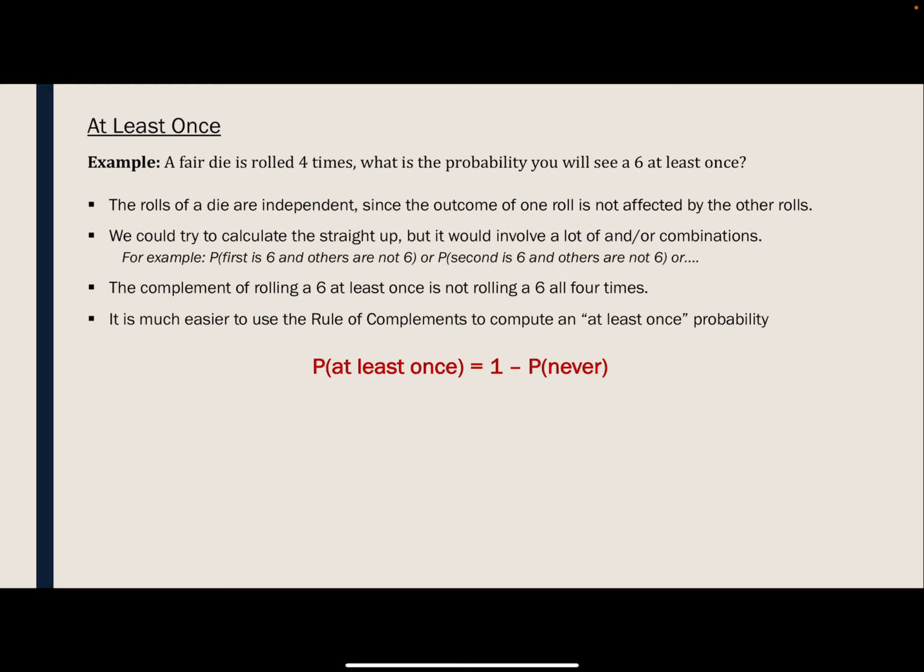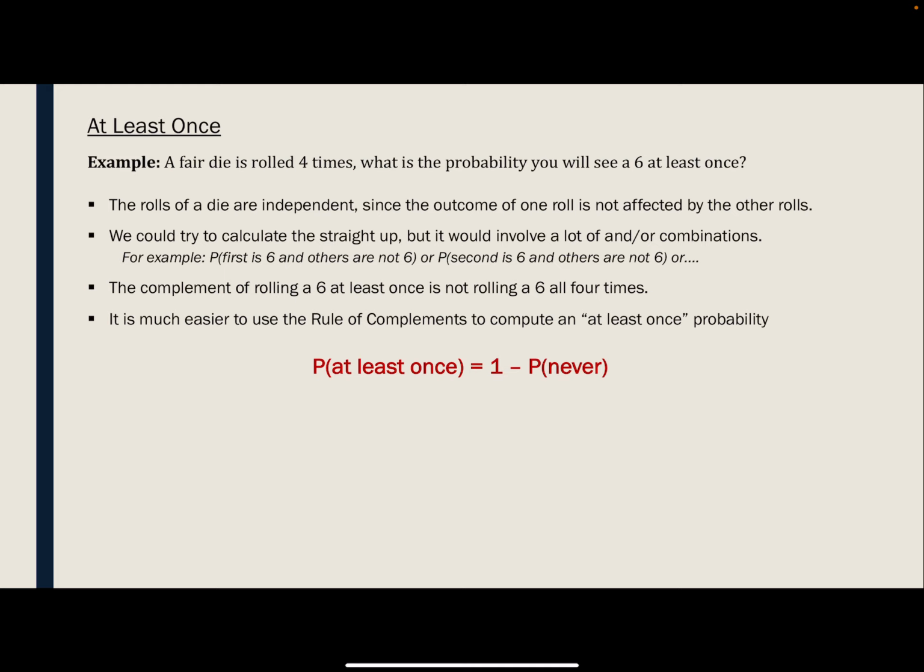But if I want to calculate the probability of at least once, it would be really hard for me to calculate this straight up. I have a lot of combinations of ands and ors because the order matters. So say I roll a 6 on the first roll and not the last 3. So I would roll a 6 and not a 6, not a 6, not a 6. Or I would not roll a 6 and then roll a 6 and then not a 6, not a 6. Or I could not roll a 6, not roll a 6, roll a 6, and then not roll a 6.